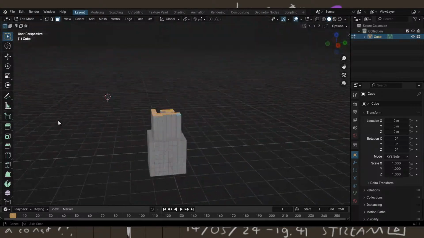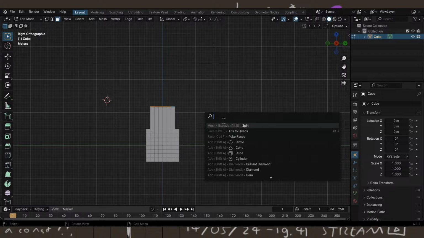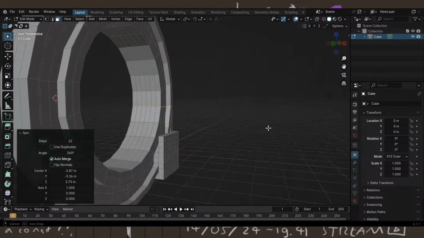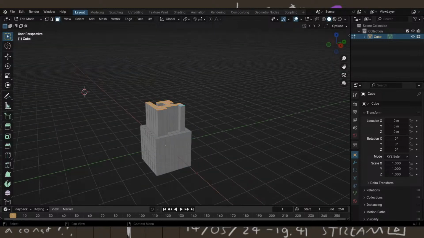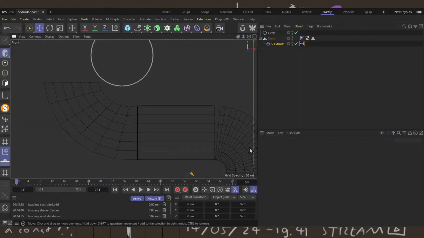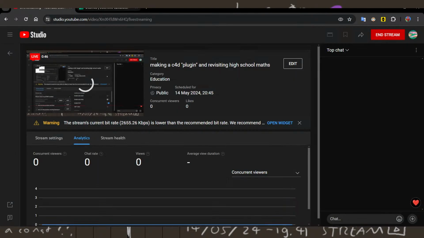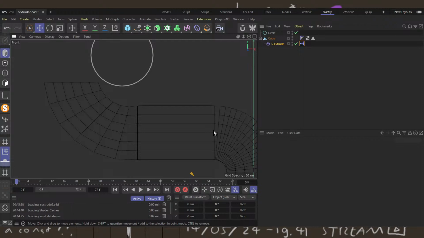I do wonder what happens if I do it from here. Does it work? Oh, it still works. Nice. So anyway, that's the spin tool, which is really cool. But Cinema 4D doesn't have this kind of thing. I'm just checking here. Okay, yeah, Cinema 4D doesn't have this.